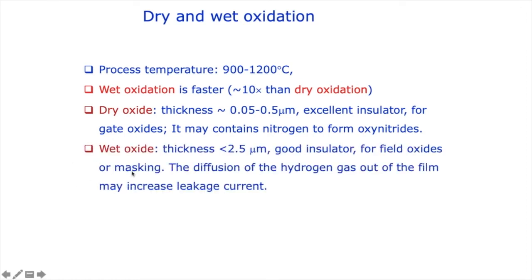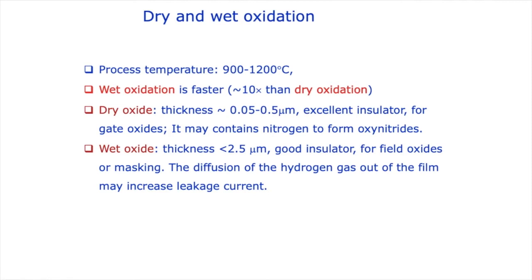Now when you use the wet oxidation process, the thickness is essentially less than 2.5 micron. It is thicker than that. It's also a good insulator for field oxide or masking. So normally wet oxide layers are used for field oxide or mask, not for the gate oxide.